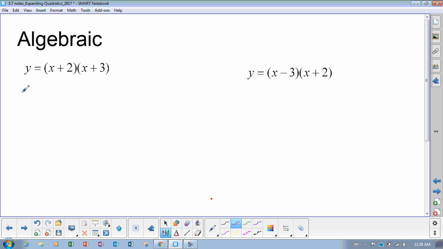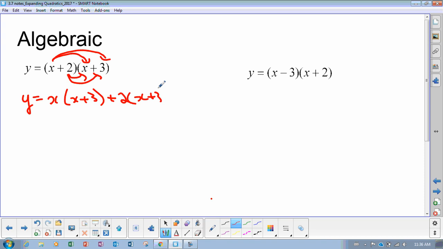So the principle here is that everything in one bracket needs to be multiplied by everything in the first bracket. So here we have y equals, I'm going to have x multiplied by x and x multiplied by 3. So this is like saying I have x times x plus 3. And then I'm going to do the same thing with the 2. So I have plus 2 times x plus 3.